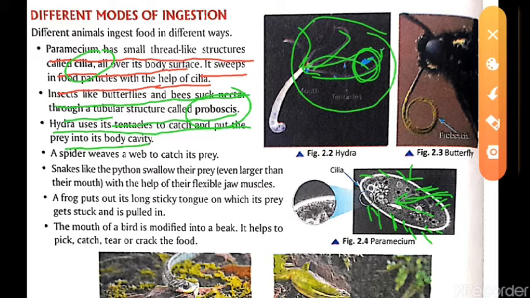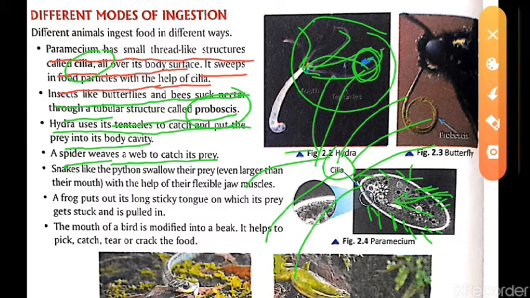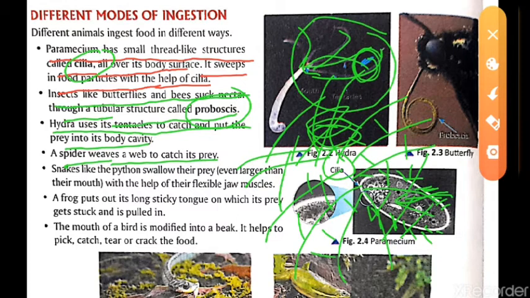In the next point it is written, a spider weaves a web to catch its prey. You have seen spiders make their webs, just like this. We must have seen them in our homes, what we call makdi ka jala. They do this to catch their prey. If any prey gets stuck over here, it can't detach, and then the spider eats it.